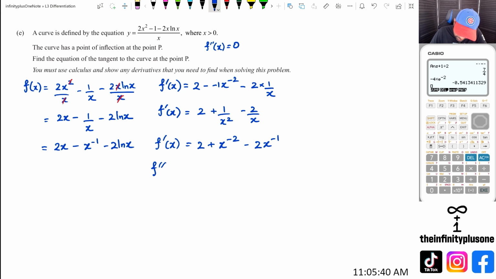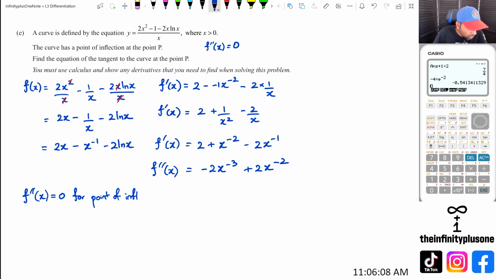So if I do f double dash of x, the 2 is going to disappear. Then I'm going to get negative 2x to the power of negative 3 plus 2x to the power of negative 2. Now this f double dash of x needs to equal 0 for a point of inflection. So I'm going to write f double dash of x equals 0 for point of inflection. It's always a good idea to write it down rather than just randomly putting things in.